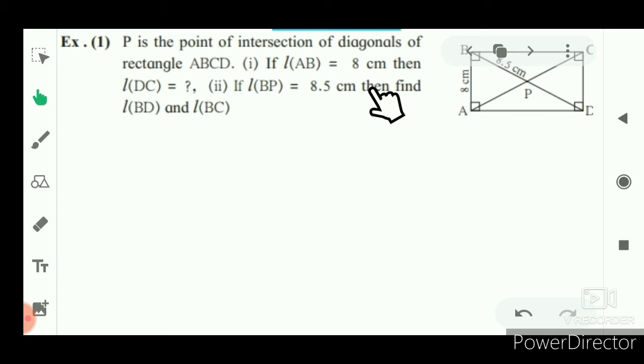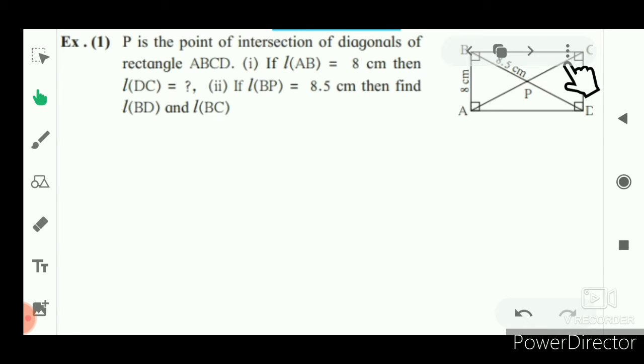If the length of AB is given as 8 cm, we are asked to find the length of DC. And the second part of the question is the length of BP. If the length of BP, from the point of intersection of the diagonals, is given as 8.5, we have to find the length of BD, this diagonal, and this side BC.